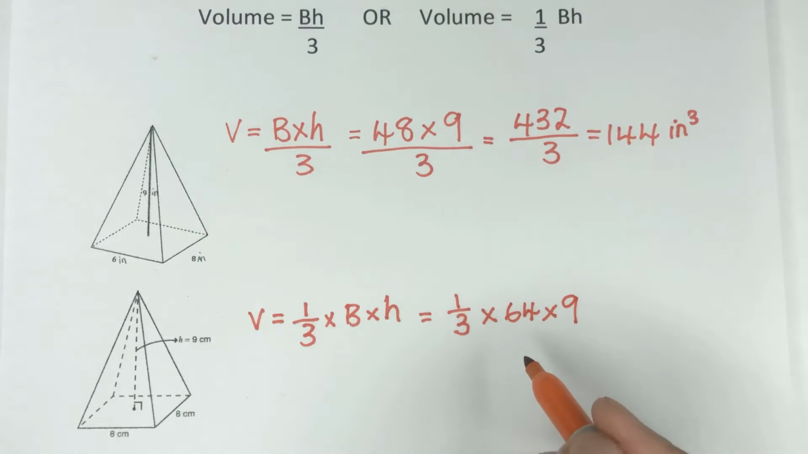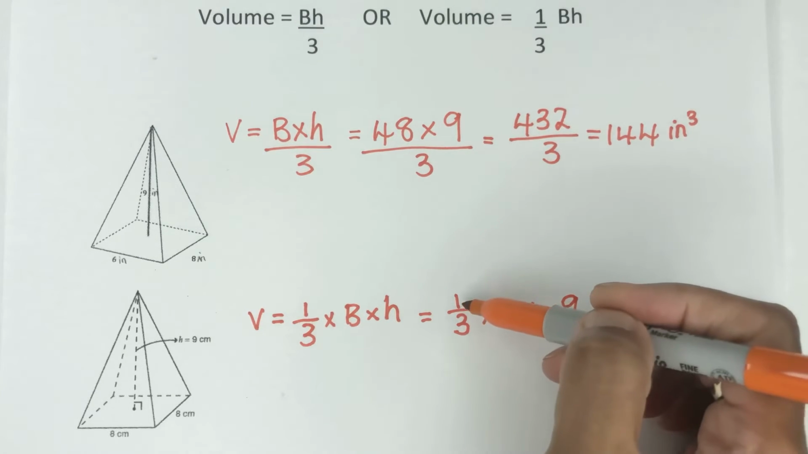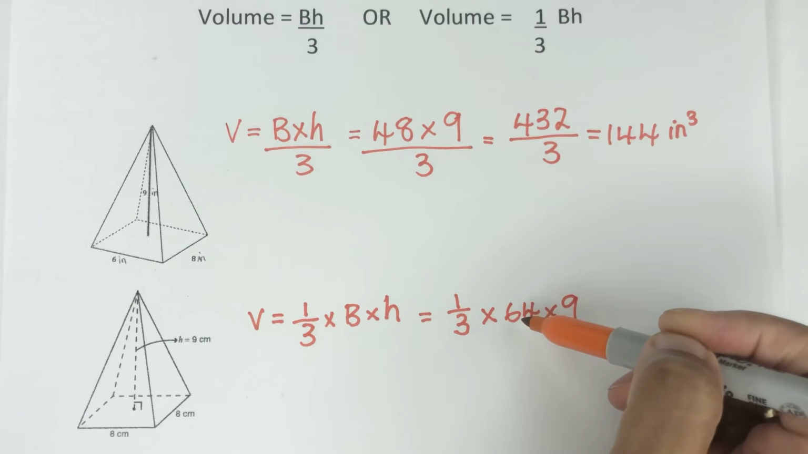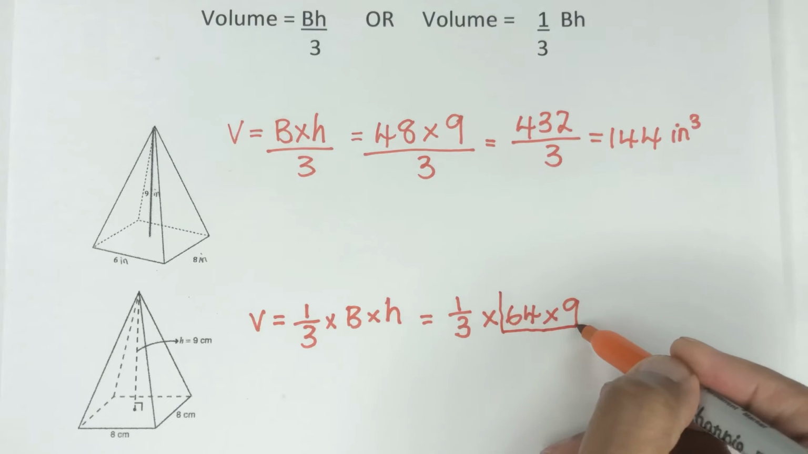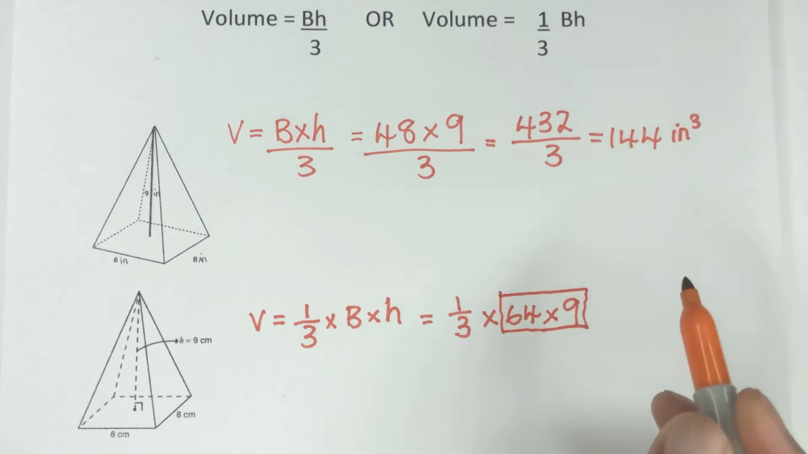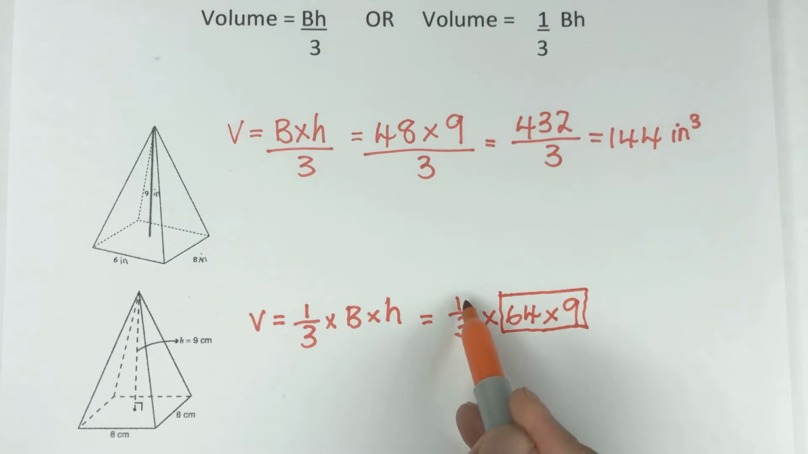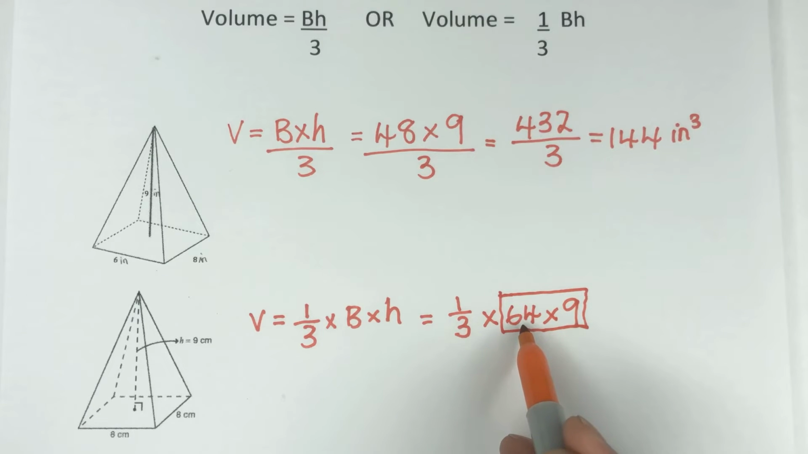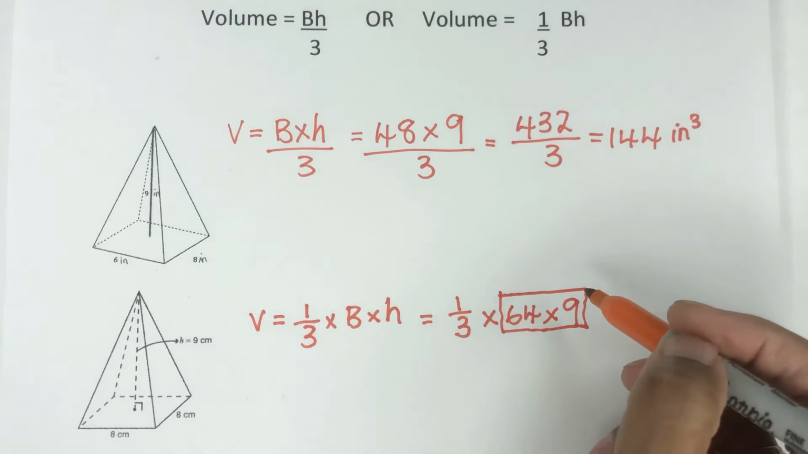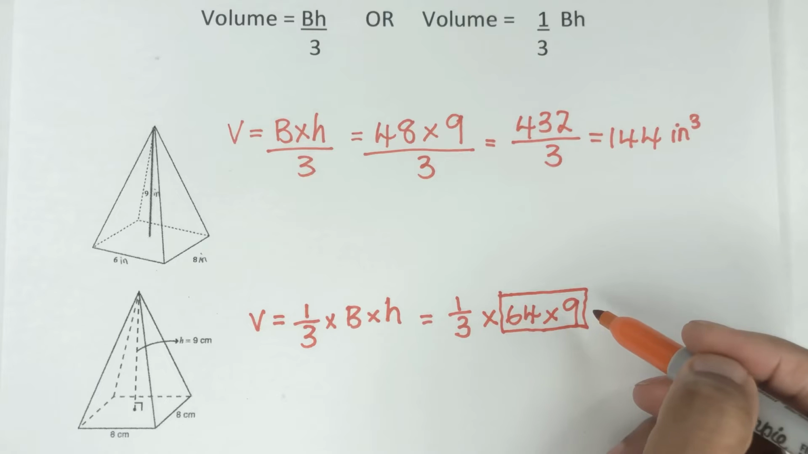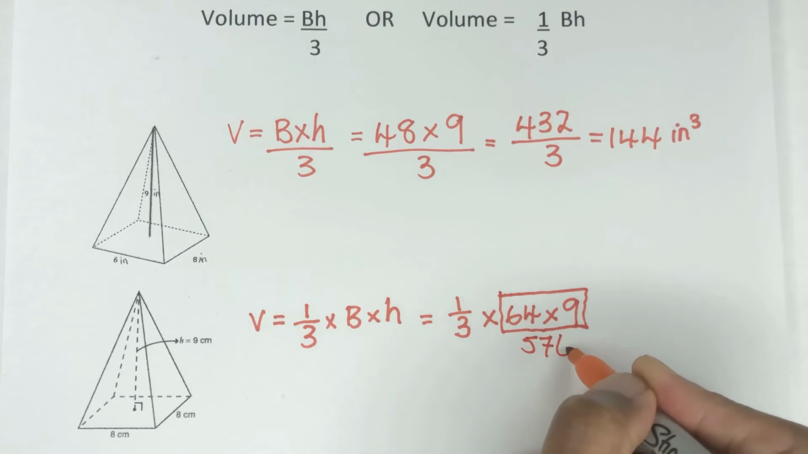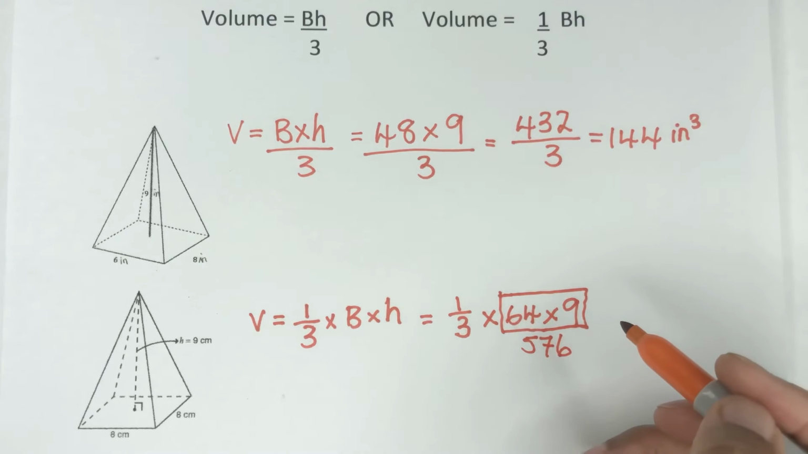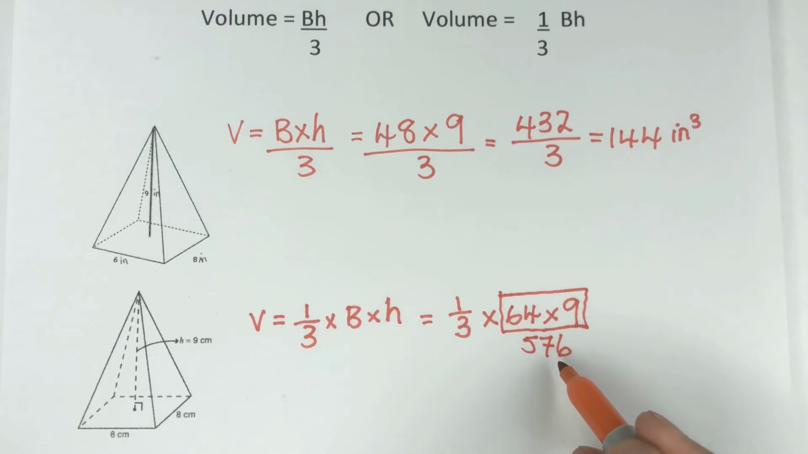All right, then we have to do all of this. Now, if you do 1/3 times 64, it's not going to give us a whole number. So what we're going to have to do here is multiply the 64 times 9 first. If it was compatible numbers where you could do 1/3 times the base and it would give you a whole number, then by all means you would do that. But we have to do 64 times 9 first in this case, and that gives us 576.